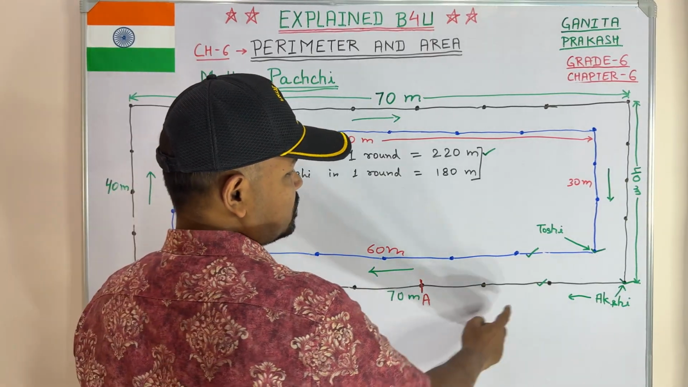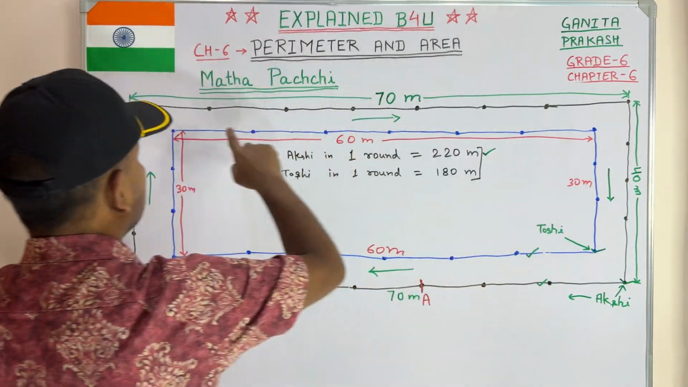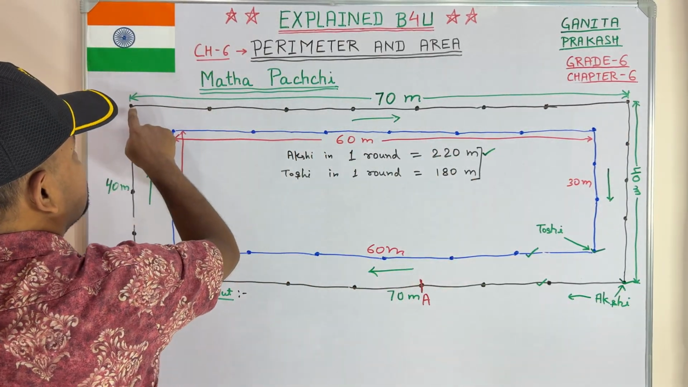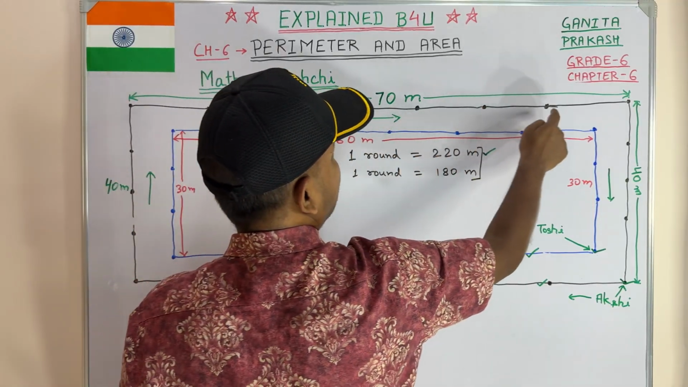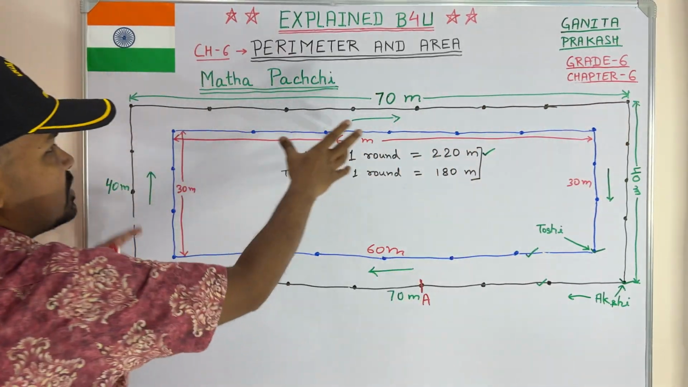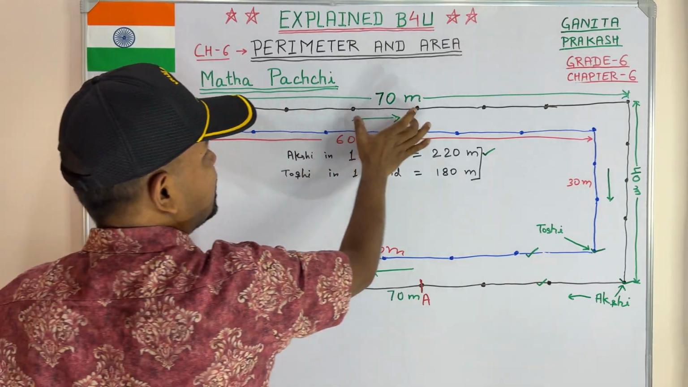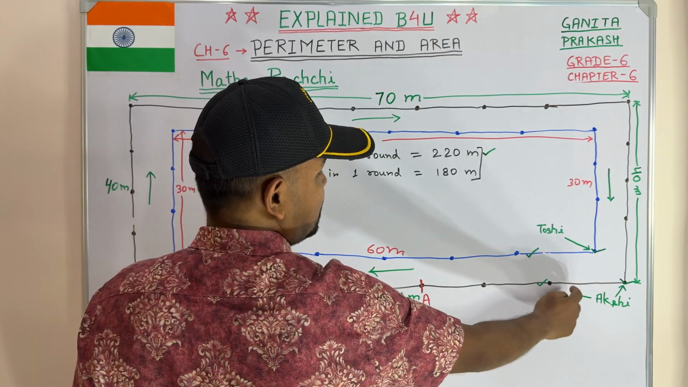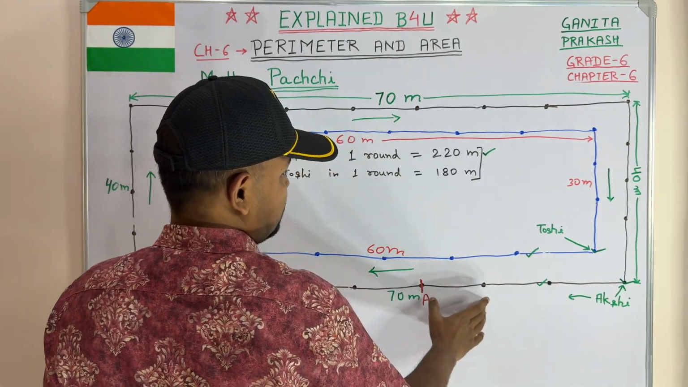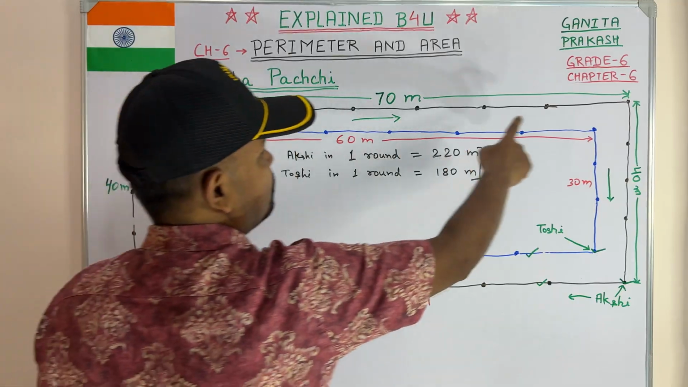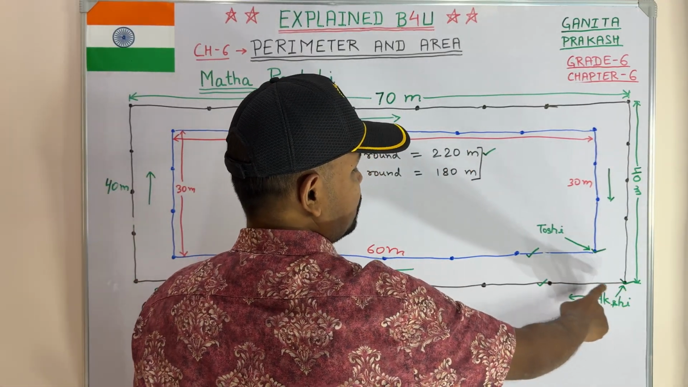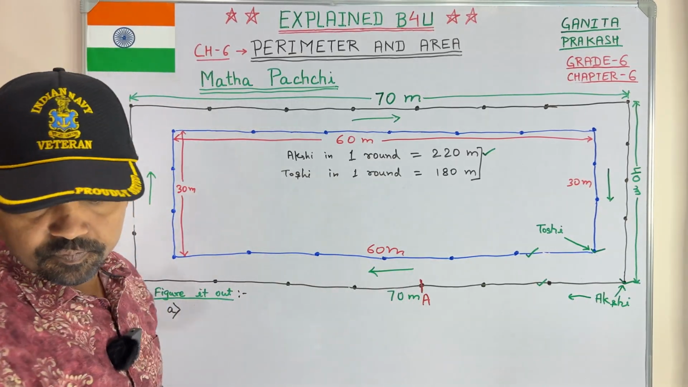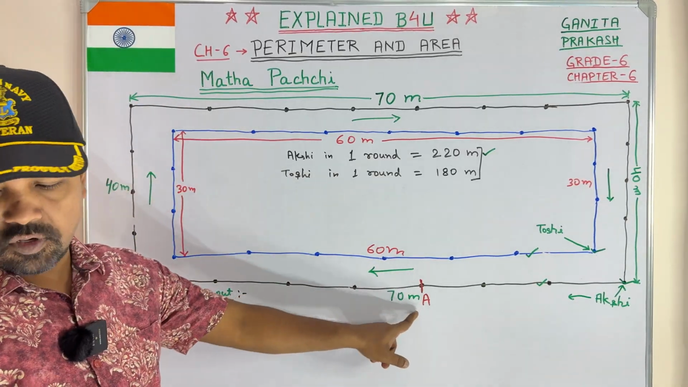Why is this? Because here dots have been given. Look here, dots are given, and this is total 70 meter, so these dots are at equal distances. 1 2 3 4 5 6 7. This line has been divided into 7 parts, so each part is 10-10 meter. 10 20 30 40 50 60 70, 70 meter. So from here 10, 20 and 30. In one round Akshi is covering 220 meter, plus 220, 230, 240 and 250. So this will be point A. So this will be the answer for 3A.